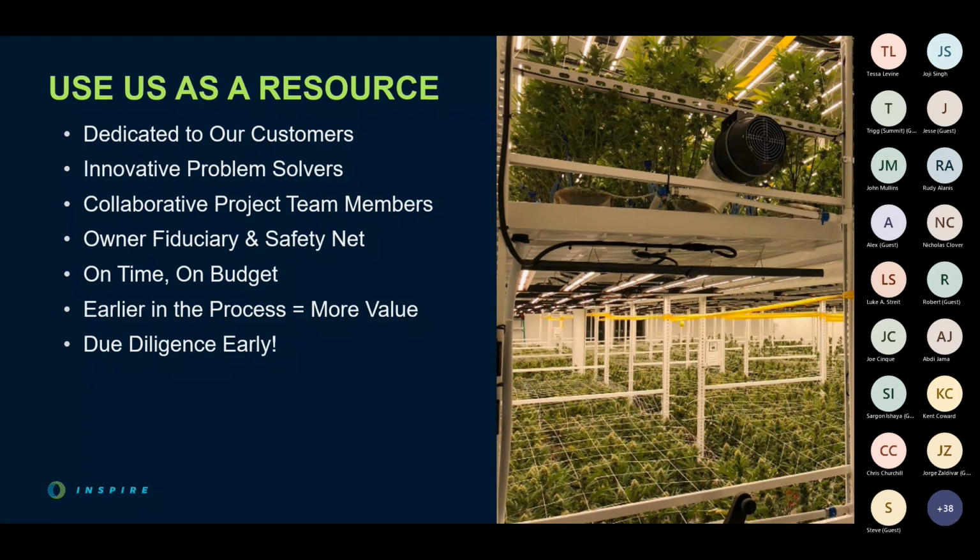And use us as a resource. We really want to get into these projects early and help you through this process to size the best system possible to produce the most control and the most efficient indoor facilities. Earlier, the better, so that we can start engaging. There's a lot of considerations with HVAC systems at the get-go of a project that are useful to consider.